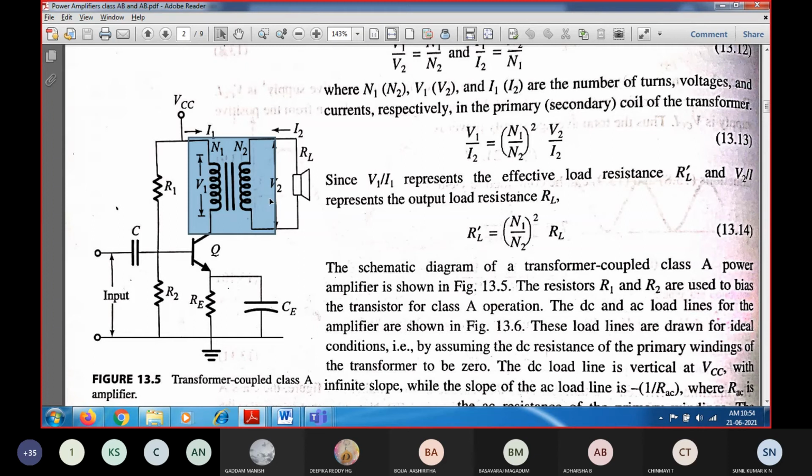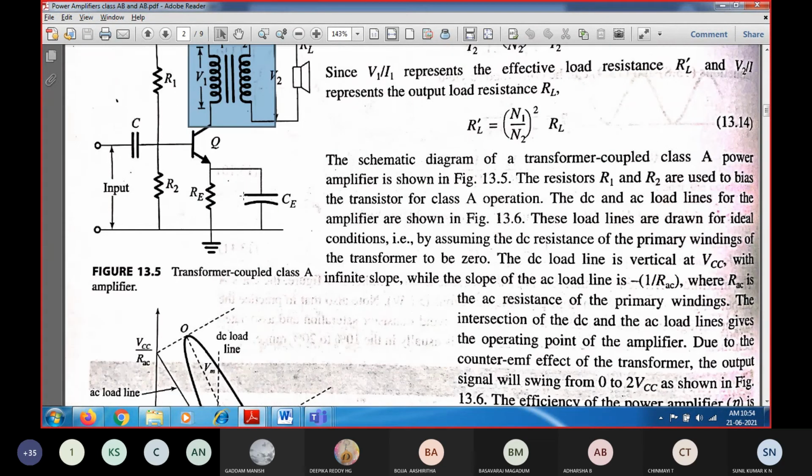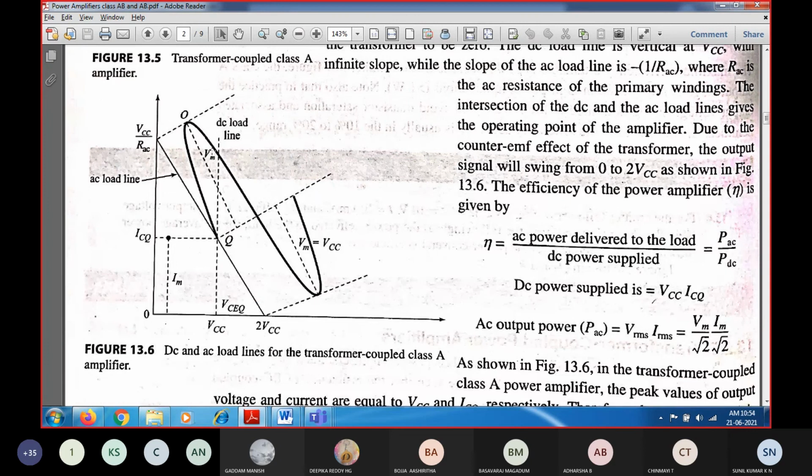For DC voltage, obviously the resistance will be equal to 0. If resistance is equal to 0, what will be the case of the DC load line? The DC load line will have infinite slope, and you will have the output voltage equal to VCC, and you will get the dotted line. You can see here the dotted line corresponds to the DC load line. Since the transformer is ideal, there will be no voltage drop, and you can see the DC load line will be vertical.